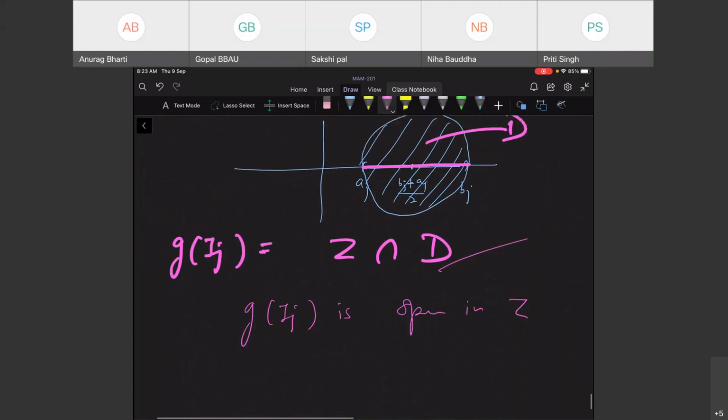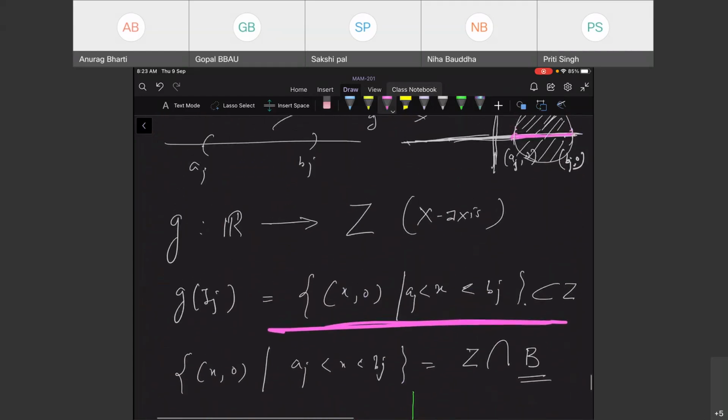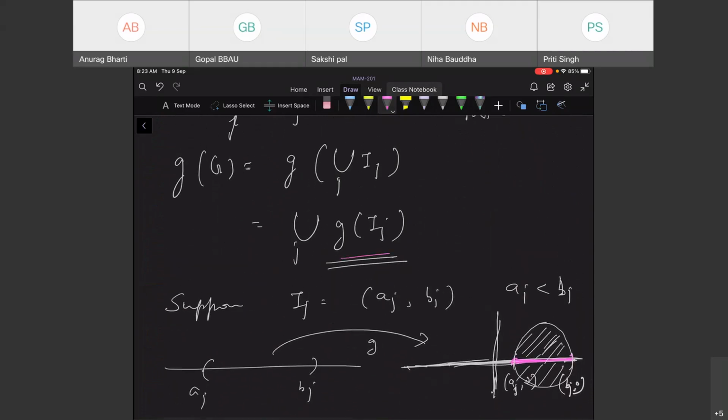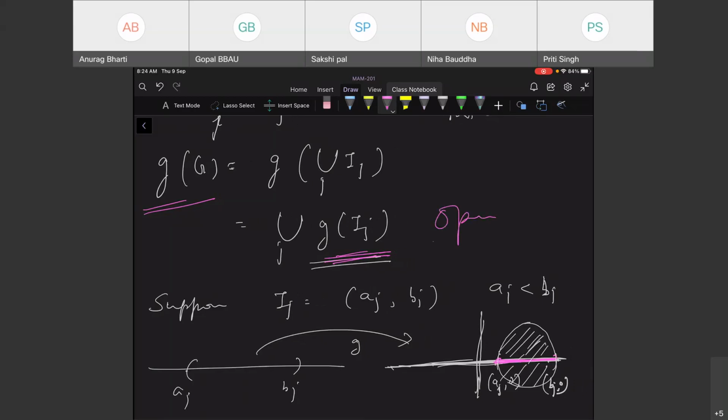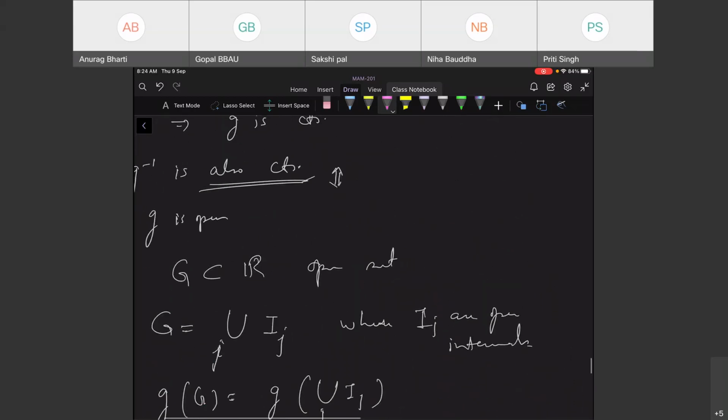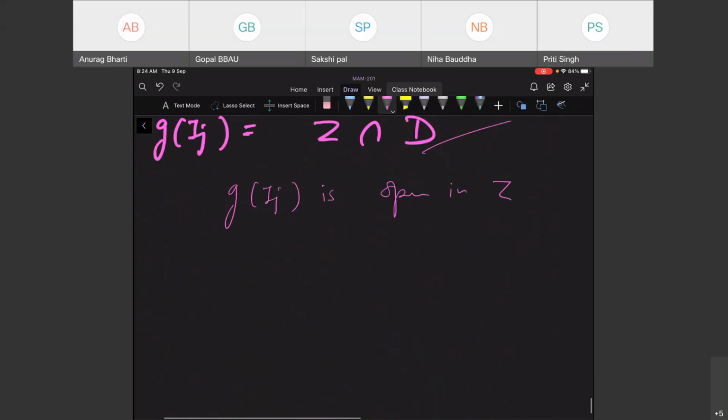And this GIJ is open. G, capital G, is the union of GIJ. All GIJs are open, therefore this union is open. So G is an open map. This means G inverse is continuous. So G inverse is continuous. This implies G is a homeomorphism. Okay, G is a homeomorphism.